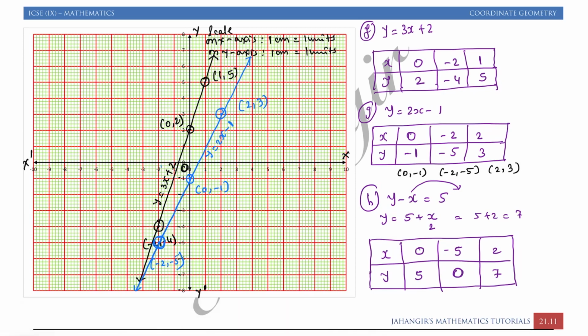Now let us plot. First is, I can write here 0, 5. It lies on y-axis. Second is minus 5, 0. It lies on x-axis. And 2, 7 lies in between somewhere. So let us start. 0, 5. 0, 5 is over here. Minus 5, 0. एक्स एक्सिस पे -5 है.